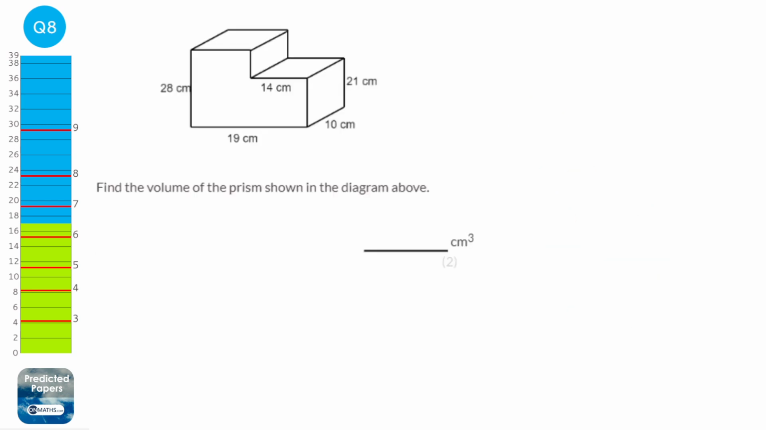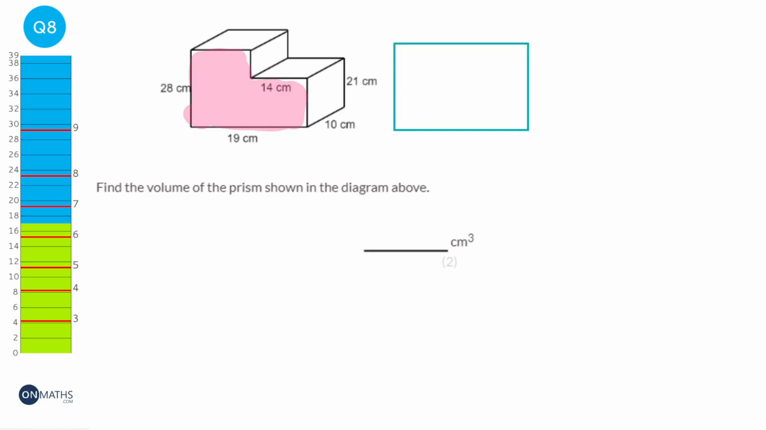So there's a few different ways of working out this question, but they all involve working out the area of the cross-section. And the cross-section is the part here. So we want to work out the area of this. And what we can do, and this is one of the methods, is we can work out the area of the full rectangle, which will be 28 by 19. And we'll call this A.